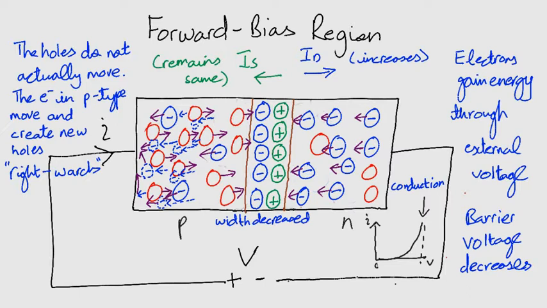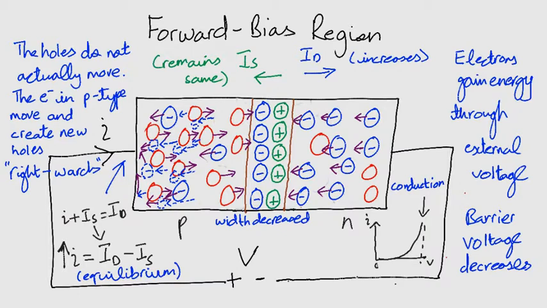According to this formula, I equals ID minus IS, the current I also increases, and this is the equilibrium state. To get this formula, apply Kirchhoff's current law here at this terminal. Current entering I and current entering IS are equal to the exiting current ID. Hence the formula.